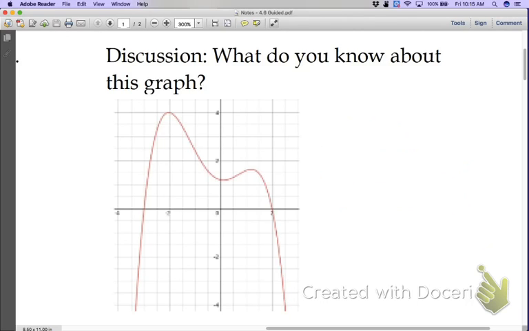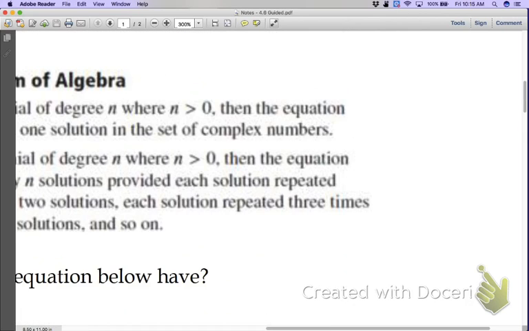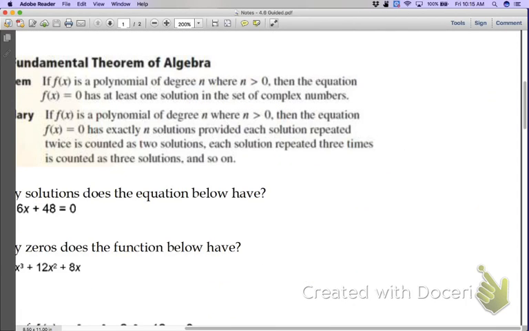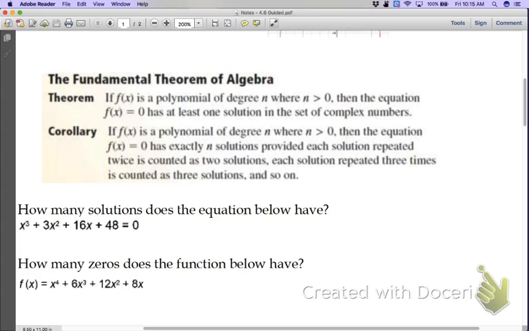So then, the fundamental theorem of algebra really just says that if f of x is a polynomial of degree n, where n is bigger than 0, a positive value, then the equation has at least one solution in the set of complex numbers. You may not have imaginary numbers. It may have every single value.